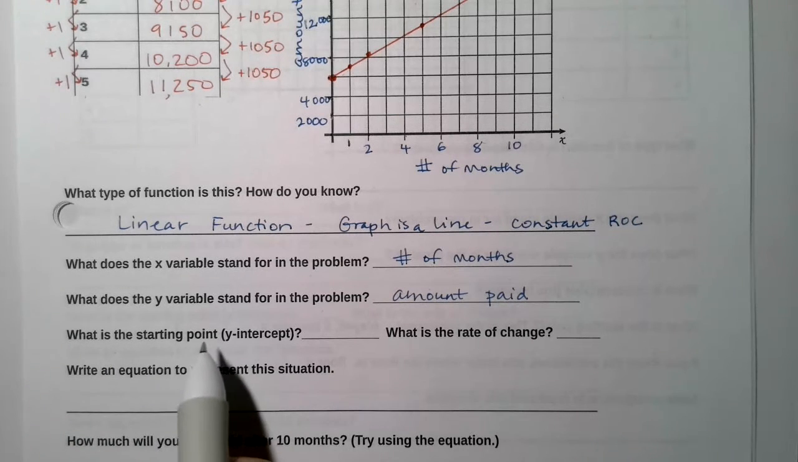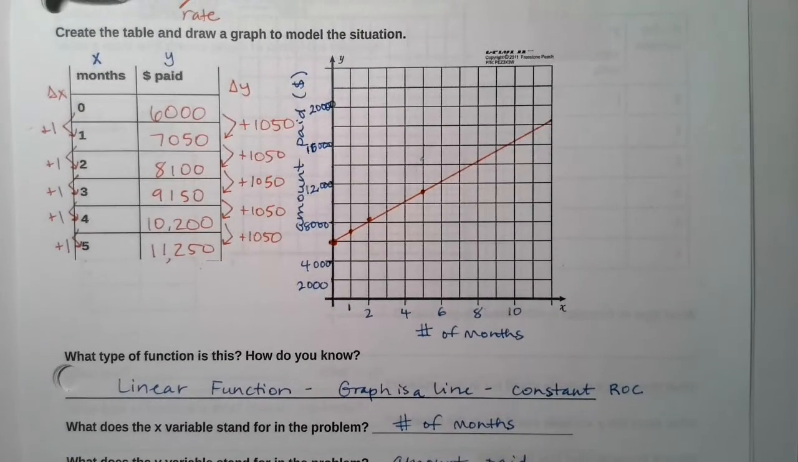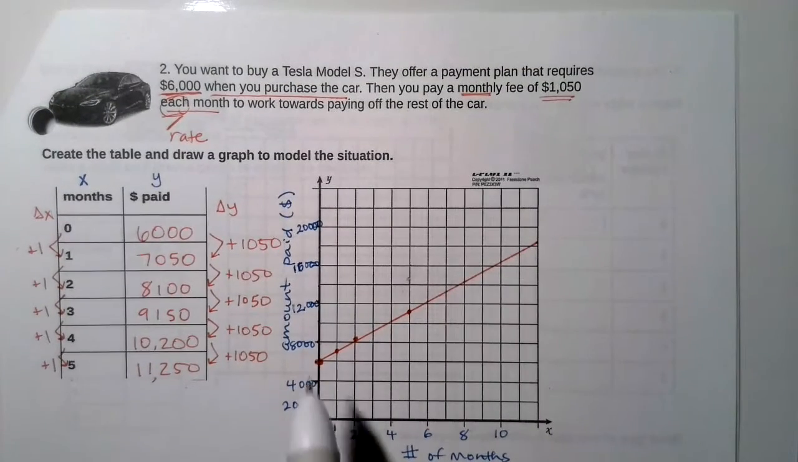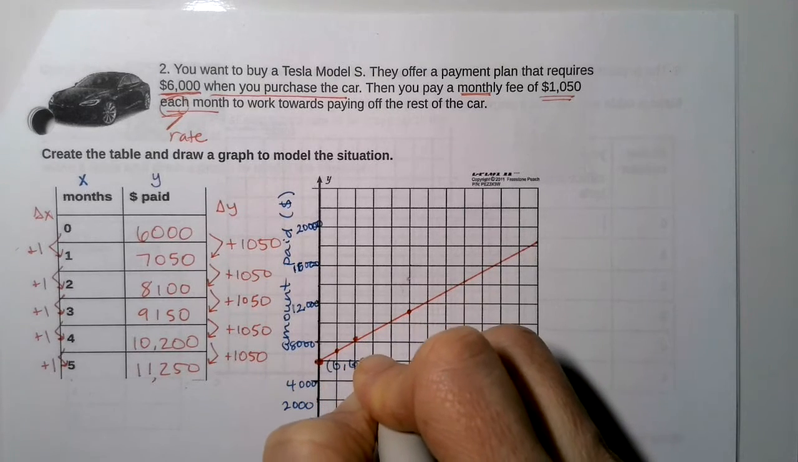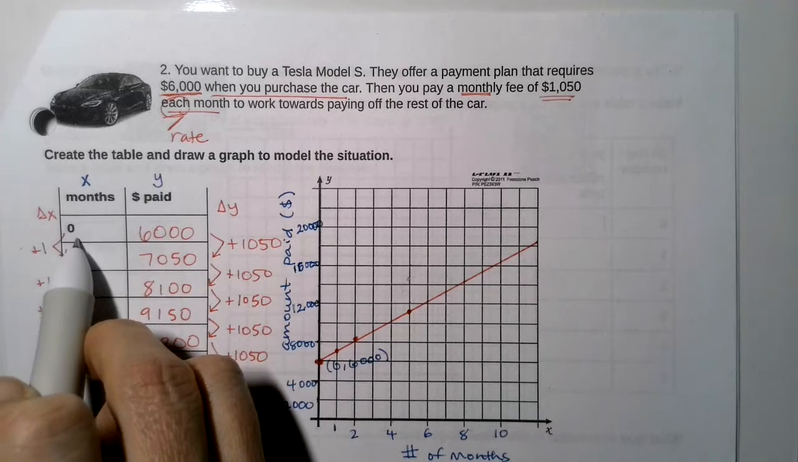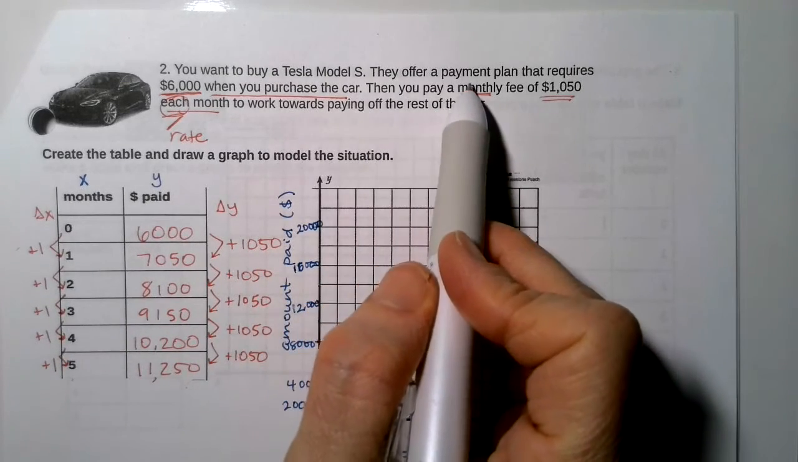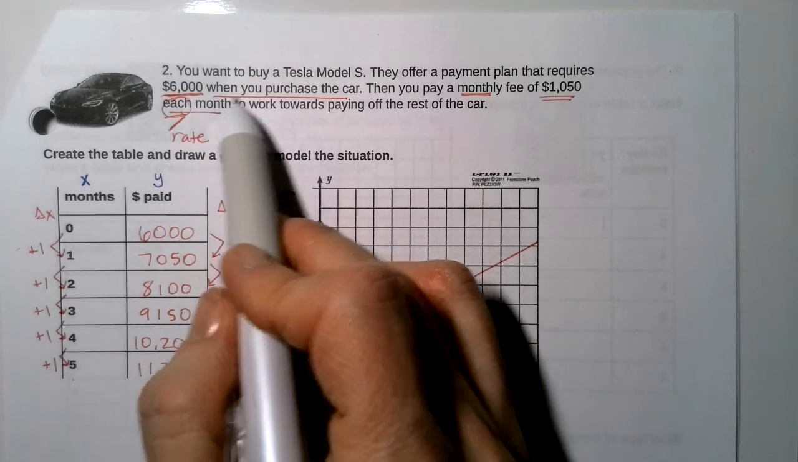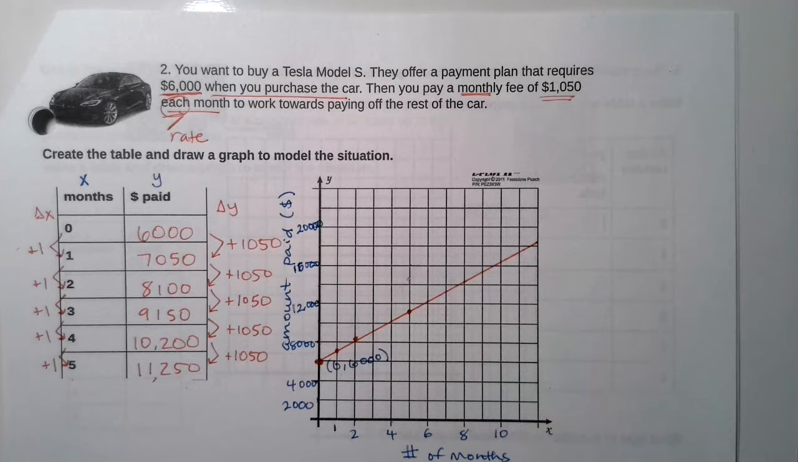So what is the starting point? The starting point corresponds with the y-intercept. Again, you can look at the graph or the table or the words. So the y-intercept is right here, this value of 6,000. You can see in the table when x is 0, y is 6,000, or here that we have to pay $6,000 when you purchase the car, and the purchase of the car is the start of the agreement you have with the car company, so that's the beginning.